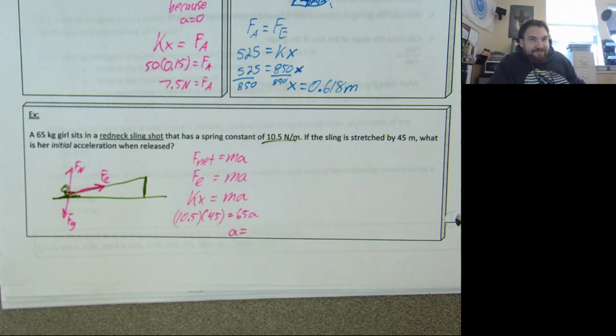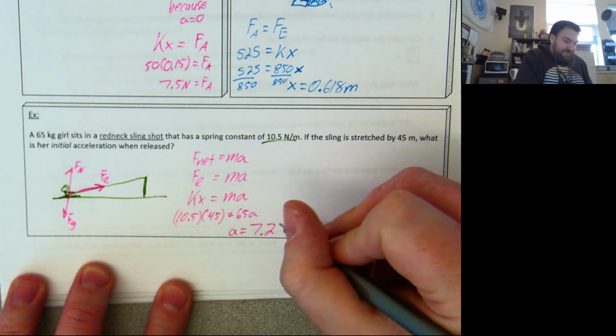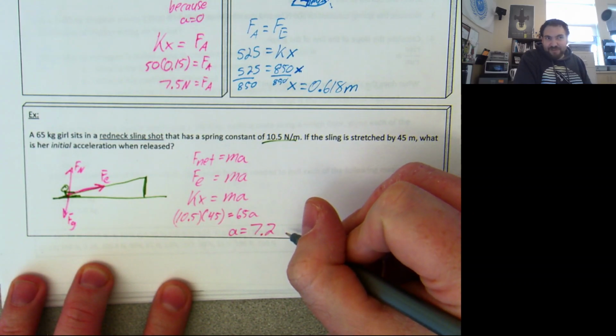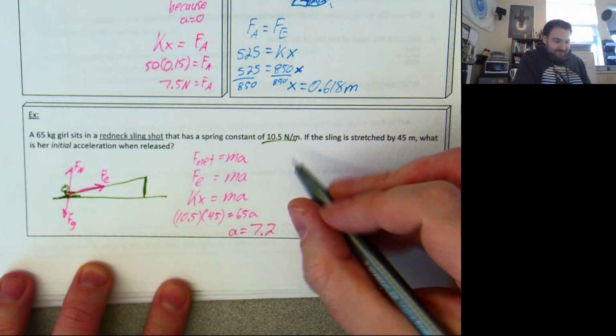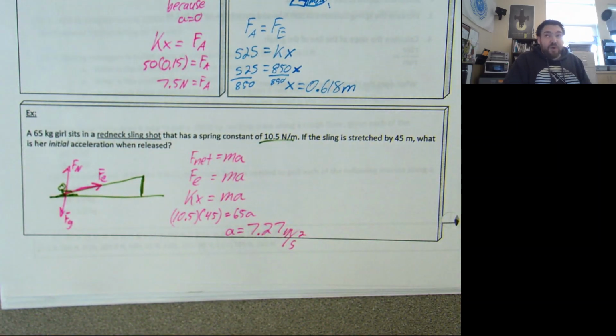While I was chatting. Yeah. 7 point. You sure it's 2.6? It's not 2.6 something. That should round to 7.27. Sorry?